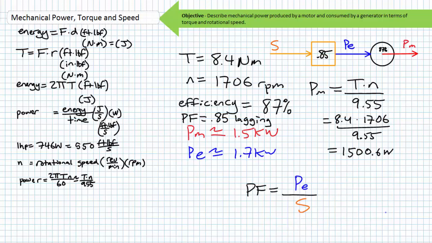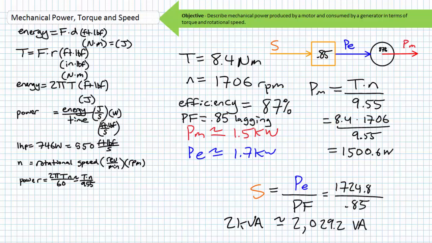Our previous understanding of power factor suggests that it is the ratio of real power in units of watts over apparent power in units of volt amperes. Solving for apparent power and substituting in the necessary values, we find the electrical utility must supply approximately 2 kilovolt amperes, so 1.7 kilowatts of real electrical power can be supplied to this motor, which will provide 1.5 kilowatts of mechanical power to our system.